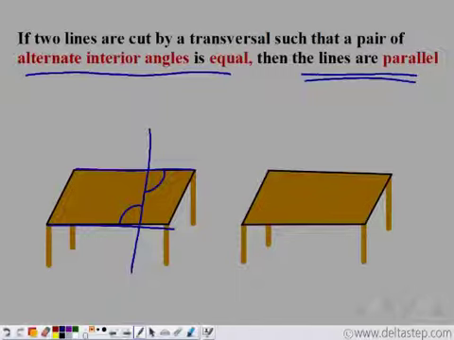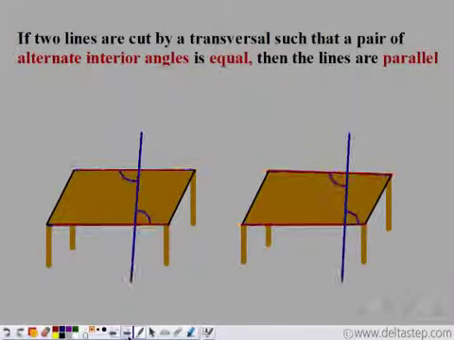Similarly, if we consider this line and this line, we intersect them with a transversal and mark out the alternate interior angles. Now, if these two angles are equal, then we can say that these two lines are parallel. So, we need to check for alternate interior angles in both the cases.